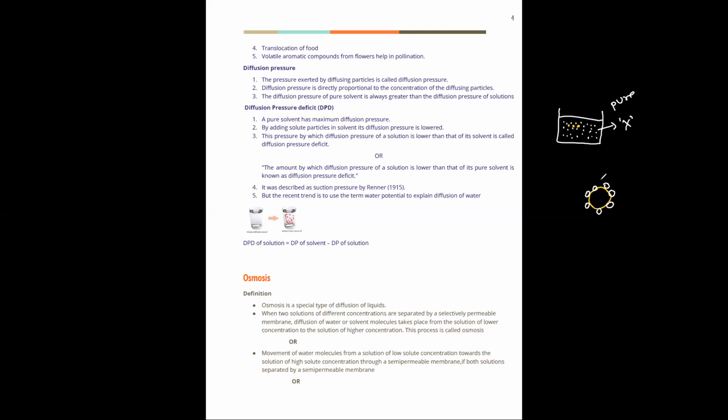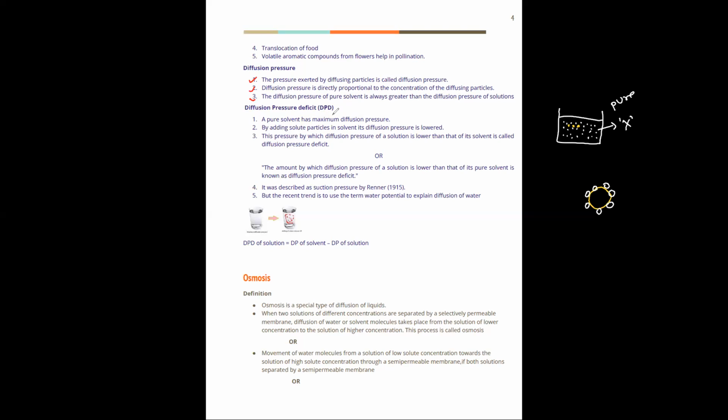Are you understanding? Yes, sir. Okay, so the diffusion pressure of a pure solvent will always be higher than the diffusion pressure of a solution. Got it? Any doubt till here? No, sir. No doubt.